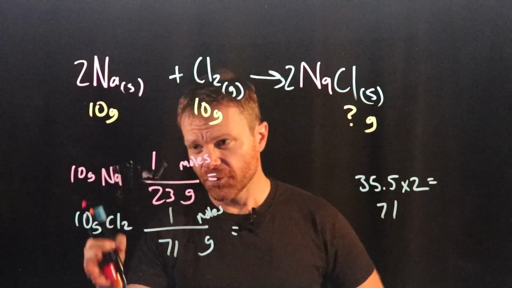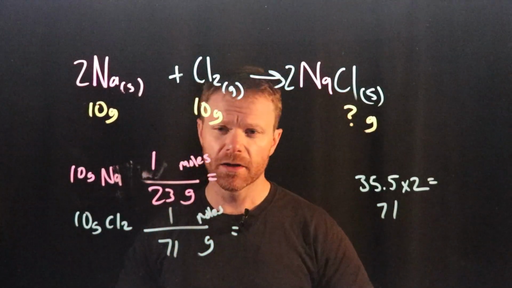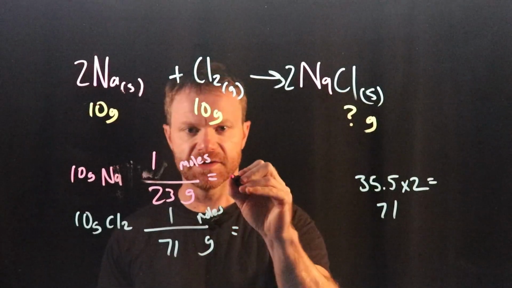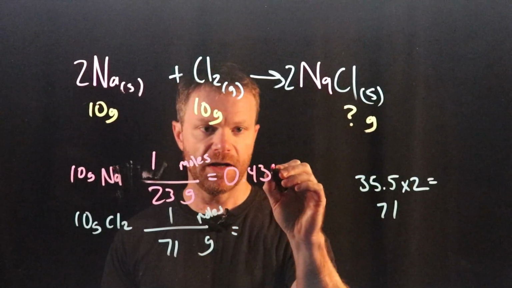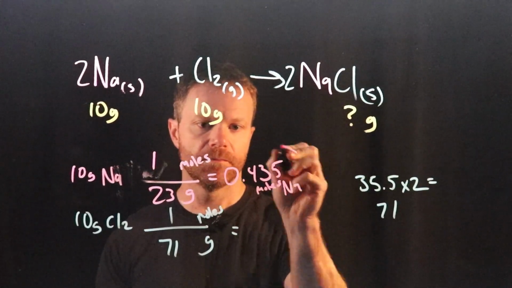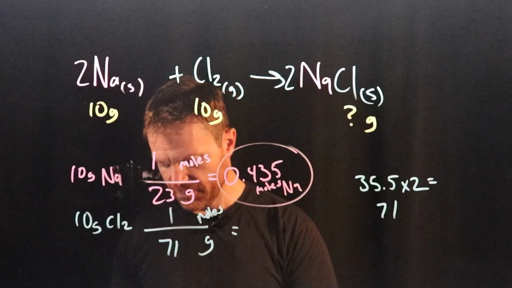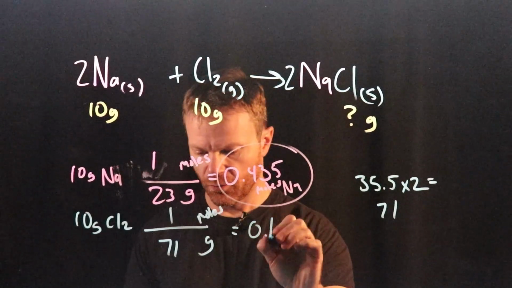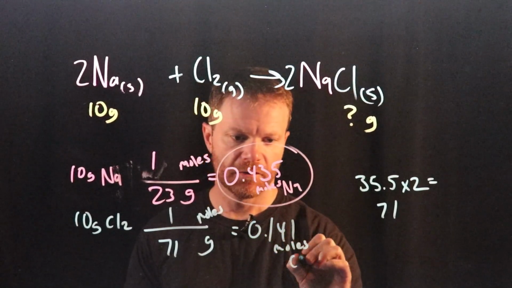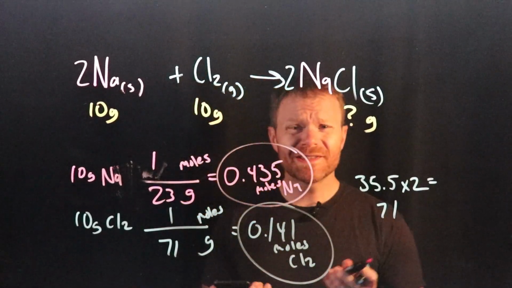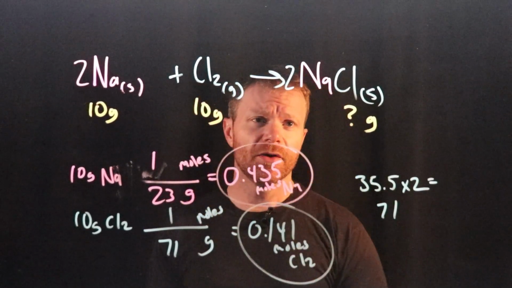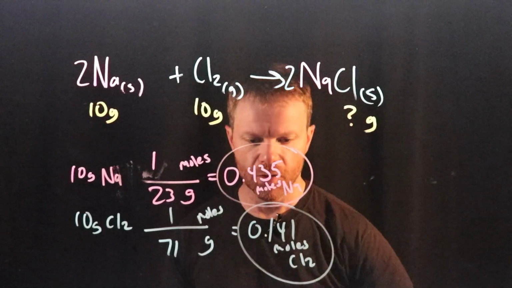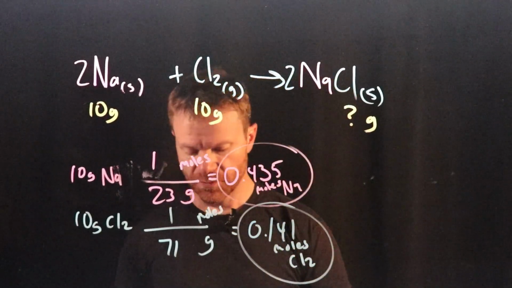Okay, so if we do the math for each of these, if we put these into our calculator, we'll see exactly how many moles they both create. 10 divided by 23 gives us 0.435 moles of sodium. And 10 divided by 71 just gives us 0.141 moles of chlorine. Okay. We still don't know which of these two is our limiting reactant though, and how much sodium chloride we're going to make. So for that, we're going to have to go from moles of sodium and moles of chlorine to moles of sodium chloride.